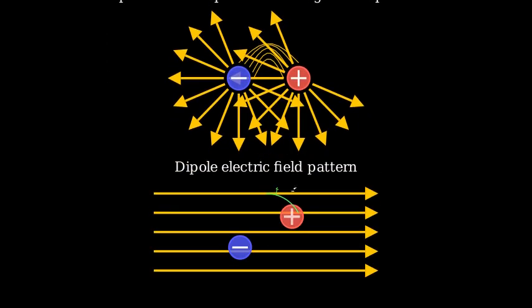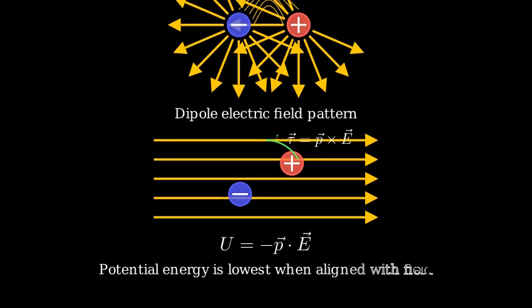When placed in a uniform electric field, a dipole experiences a torque that tries to align it with the field. This torque is given by tau equals p cross E. It also has potential energy that depends on its orientation: U equals negative p dot E. The energy is lowest when the dipole is aligned with the field.